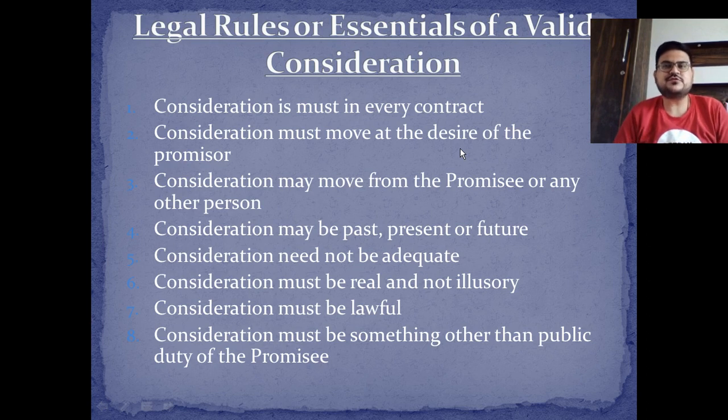Now, how does this whole situation happen? I'll give you a step-by-step example. Mr. A has promised Mr. B that he will sell his bike to Mr. B for rupees 50,000. So Mr. A is the promisor, Mr. B is the promisee. Now this consideration has to move at the desire of the promisor. The promisor must go and give the bike to Mr. B. If he doesn't do that, then the consideration is not valid.